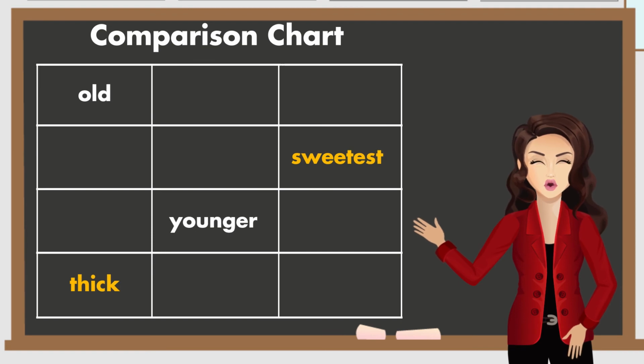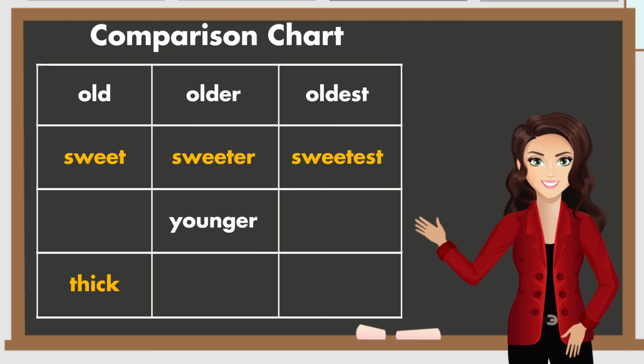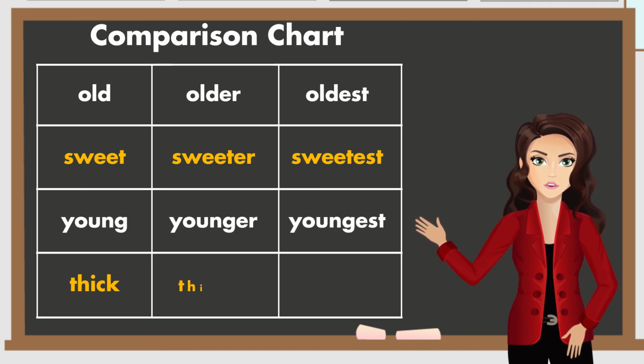Let's practice some more. Go ahead, fill out this chart. You are doing wonderful. Old, older, oldest. Sweet, sweeter, sweetest. Young, younger, youngest. Thick, thicker, thickest. Well done.